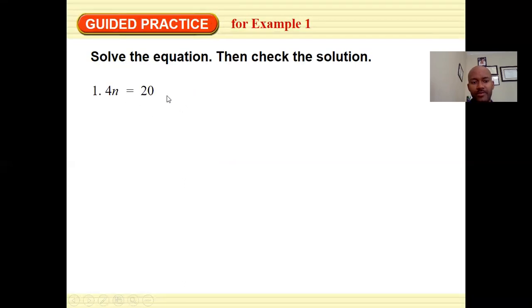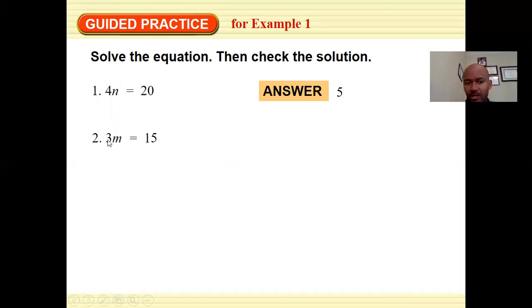Check your solution is simply going to take 5 and... here we solve this equation and then we check a solution. Divide both sides by 4, we see that our answer will be 5. So if you want to check your answer, if it's correct, 4 times 5 equals 20.